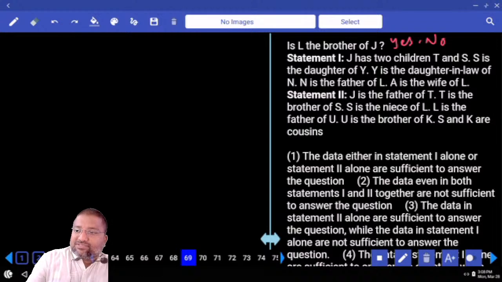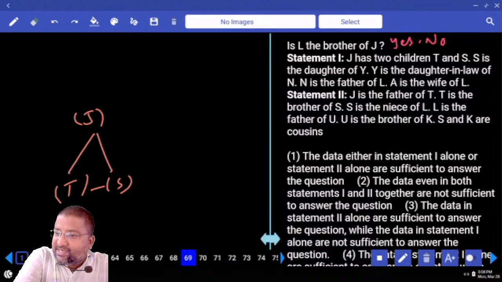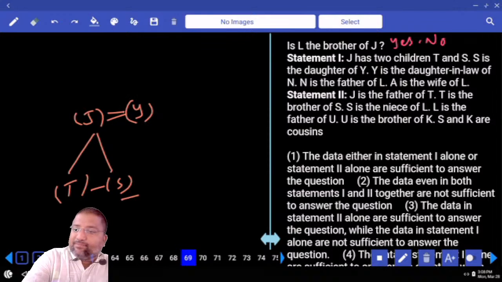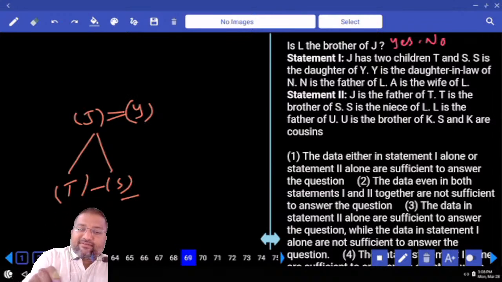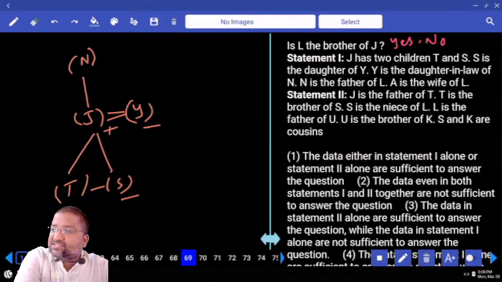Come on, let's try to solve this question. J has 2 children. Who are those 2 children? T and S. So T and S are siblings. S is the daughter of Y. So J and Y are a married couple. Y is the daughter-in-law of N. Y is the daughter-in-law, female, of whom? N. So N is J's parent.